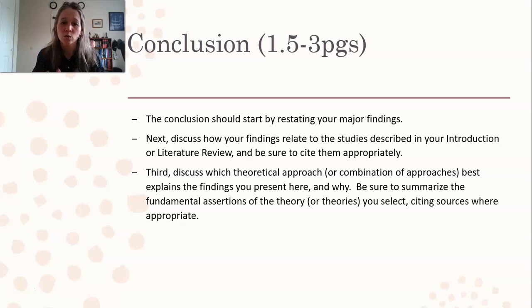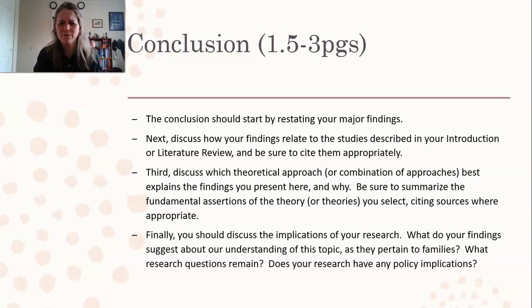So third, discuss which theoretical approach, so go back to your textbook and go back to that theory chapter, and this is the why. Why are you finding the findings that you're finding? What theory does this relate to? And then finally, discuss the implications of your research. What do your findings suggest about our understanding of this topic as they pertain to families? What research questions remain? Does your research have any policy implications? You don't need to say, my research does not have policy implications, but if it does, you should include it here.